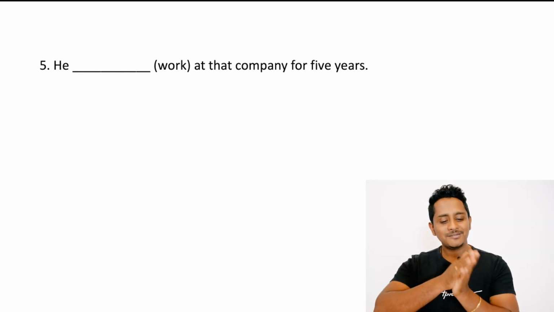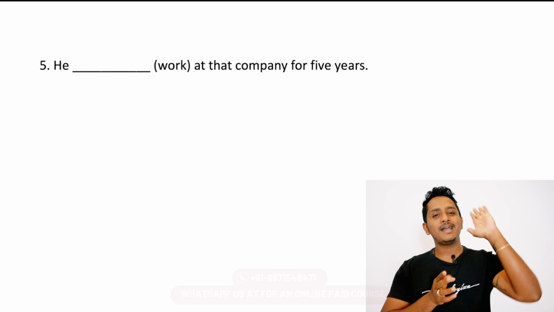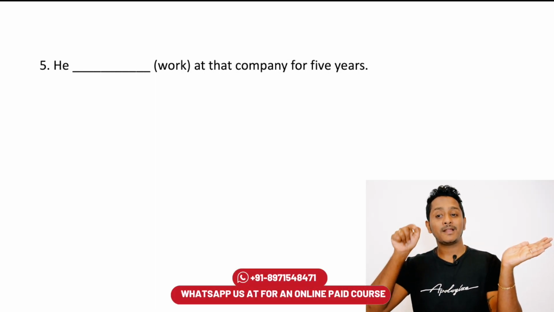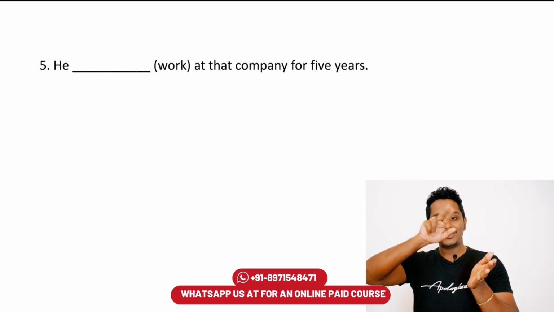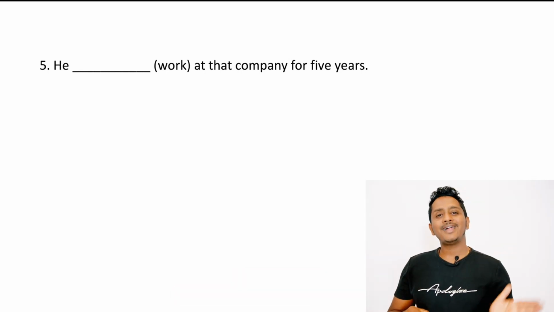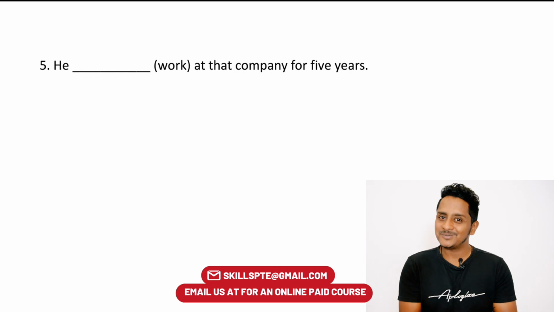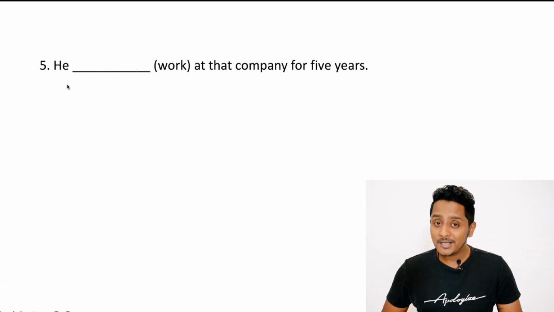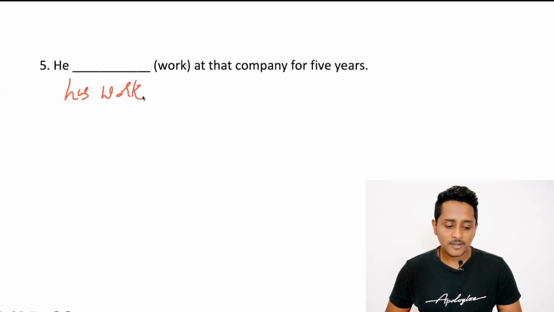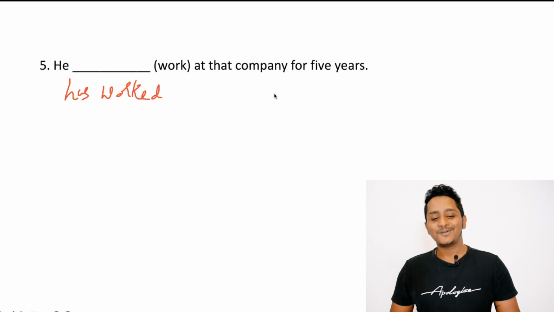Why? Because present perfect tense is an event that happened in the past but has the influence even in the present. Something that happened in the past, transition, even now it has the effect. So it's a transition from the past to the present. That is what experience is. You have, or he has worked. Present perfect tense has to be used. So the answer is he has worked at that company for 5 years.